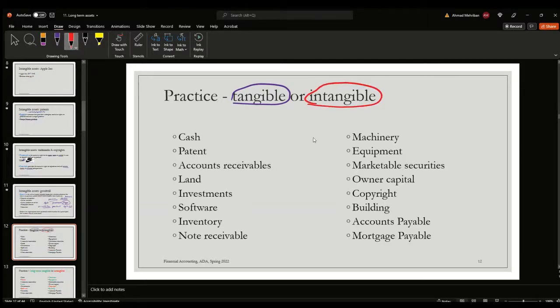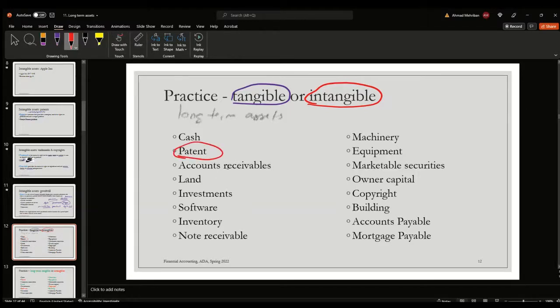So we're looking at long-term tangible or intangible assets. Cash is tangible, however, it's a current asset, not a long-term asset. Patent, that is an intangible asset. This is the first one. Accounts receivable are current assets.